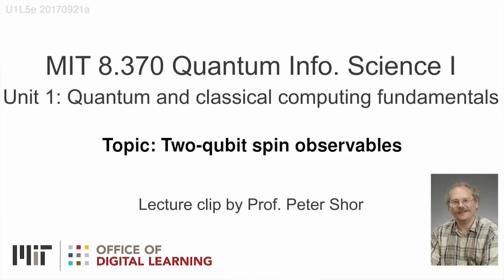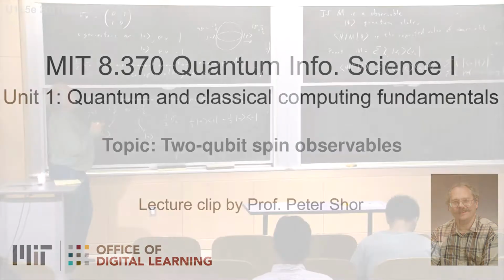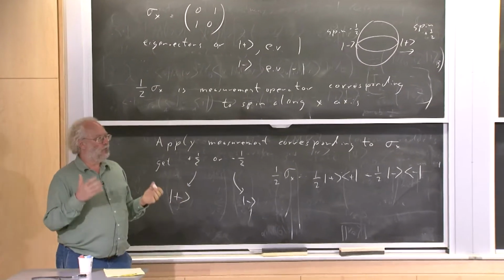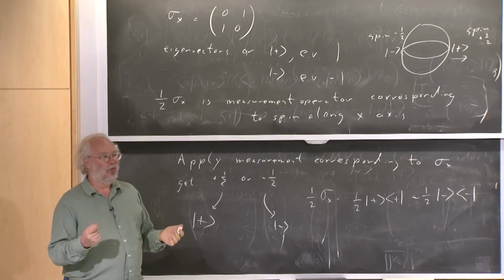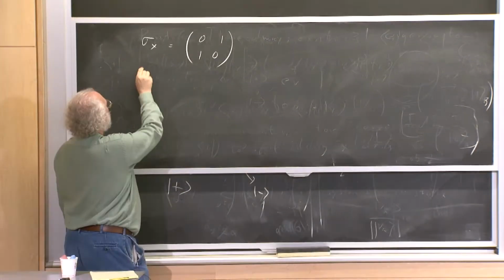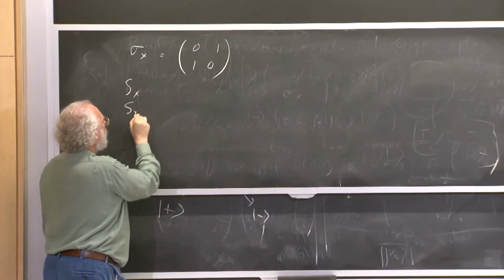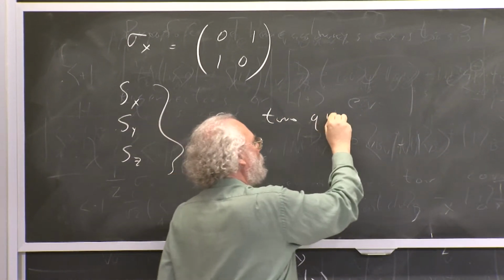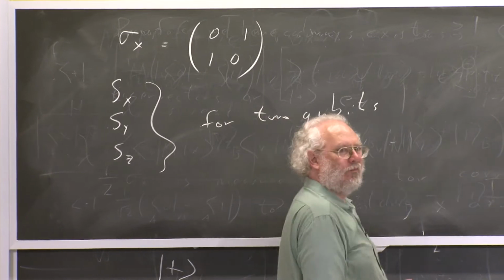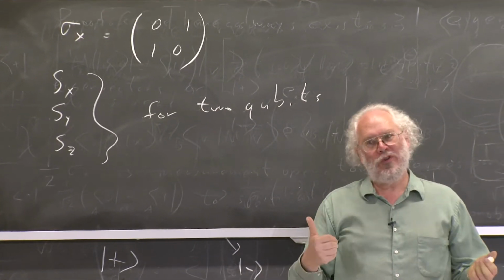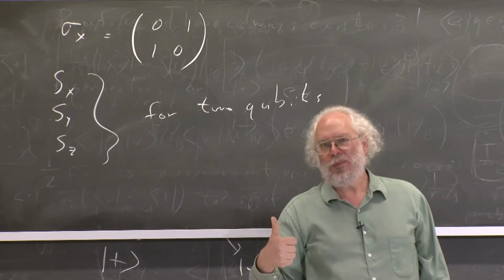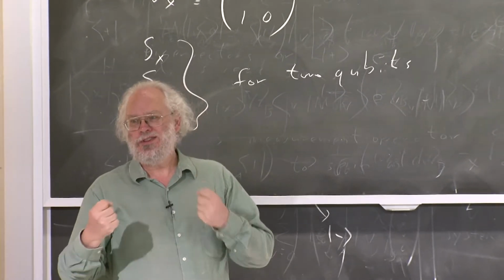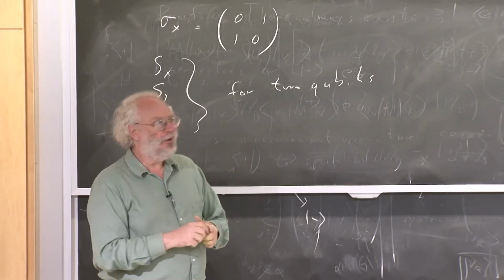We've talked about the observables for spin in the x direction, y direction, and z direction for 1 qubit. I want to talk about what happens when you have these observables, S sub x, S sub y, S sub z, for 2 qubits. Well, the spin for 2 qubits should be the spin for the first qubit plus the spin for the second qubit. At least it should be if the qubits are in a tensor product state.